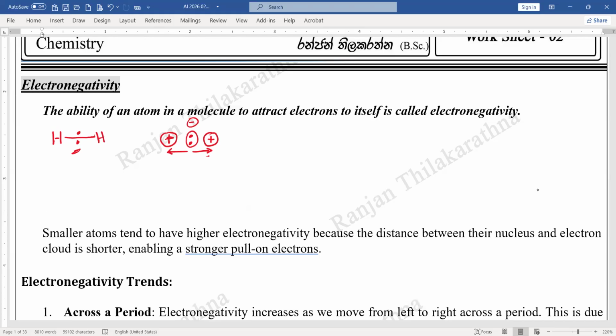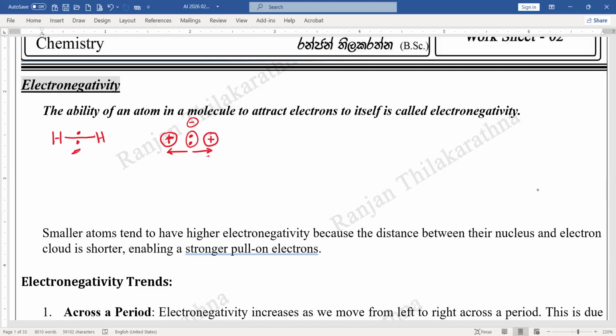But both of these hydrogen atoms are identical atoms. Their abilities, their attractive powers, are the same. Because of the same attractive powers, the electrons will be exactly at the midpoint.